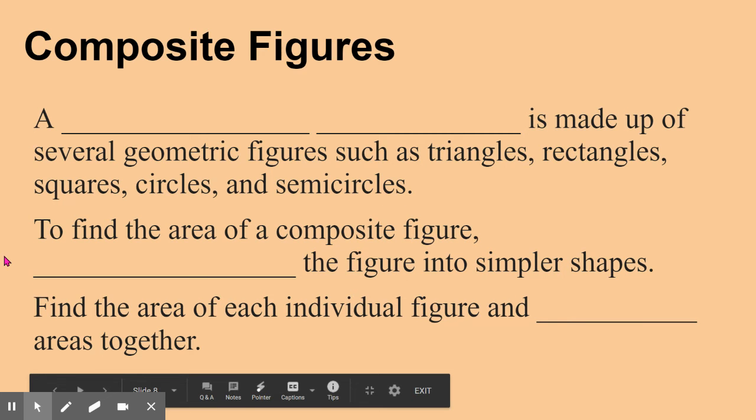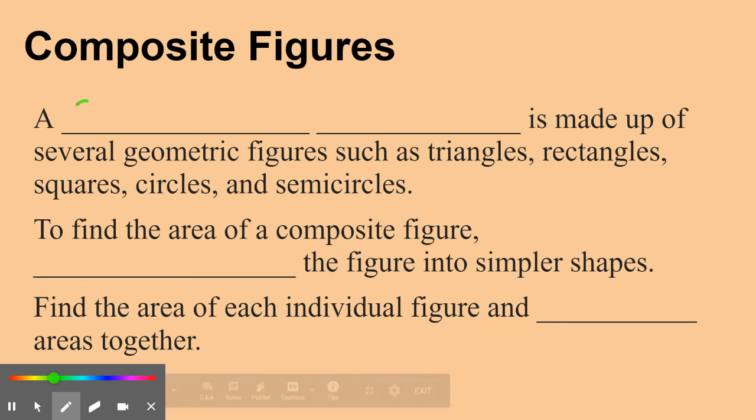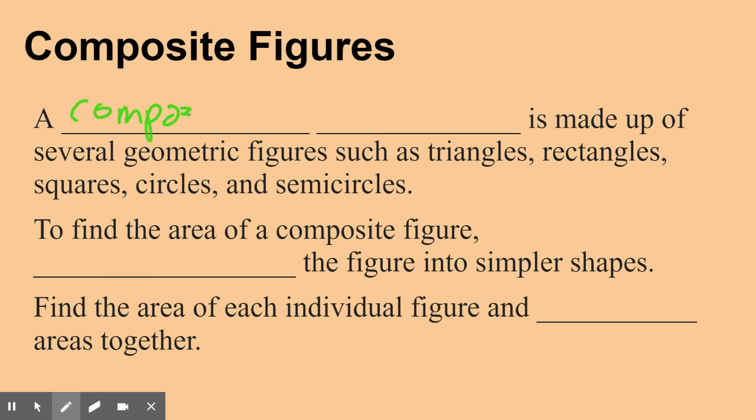All right, so composite figures. A composite figure is made up of several geometric figures such as triangles, rectangles, squares, circles, and semicircles. Basically what they're doing is, let's say I take a trapezoid and a rectangle and I put it together. That's what's going on. Now, this is a 7th grade topic. However, in 6th grade honors, we will not teach you about circles. You will learn about that next year. All right, but you will learn about composite figures.